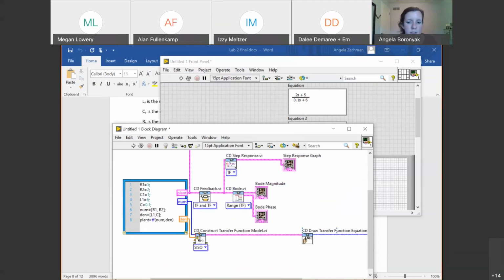Again, you would not need this to display the other transfer function model if you use the MATLAB command. If you did use this command, then you'd be wiring out of there to the other things. Either way, though, that you want to do it, that's fine.